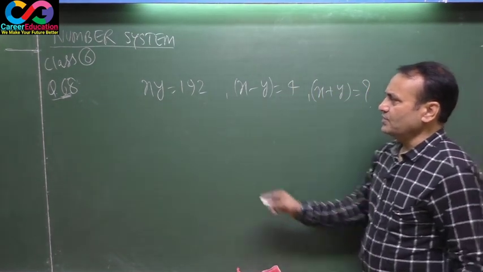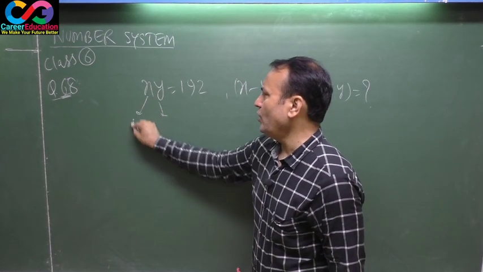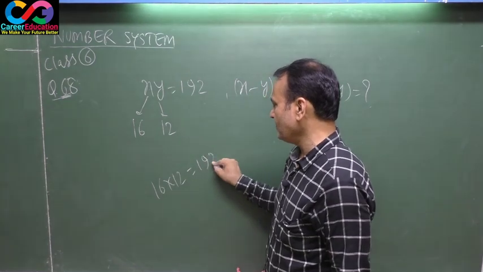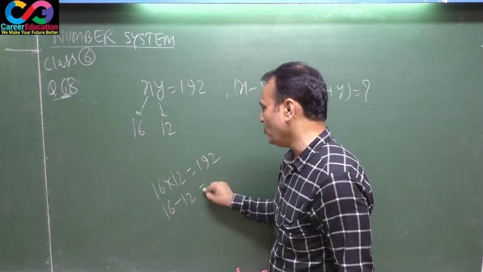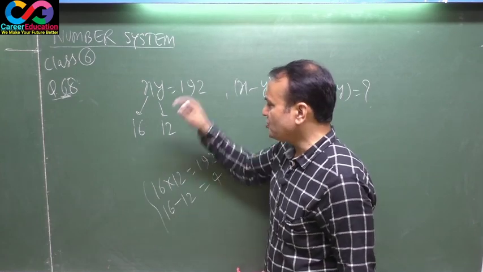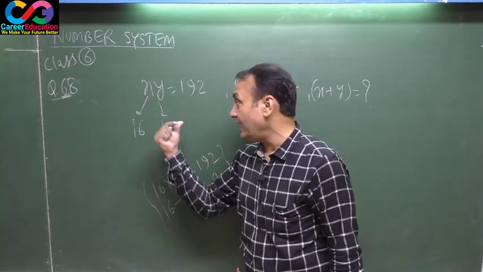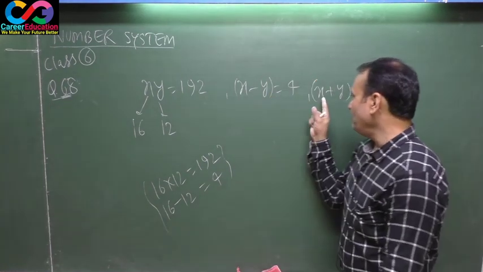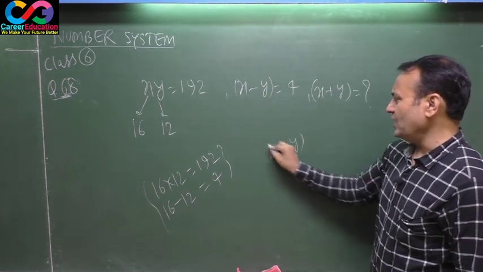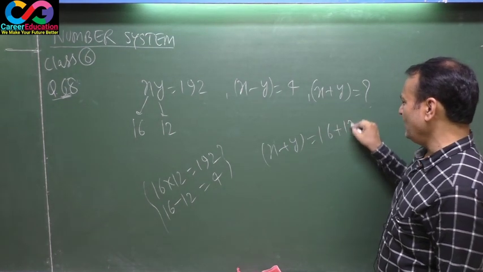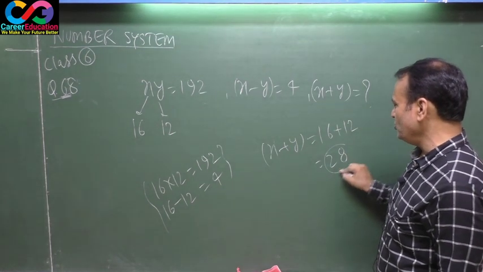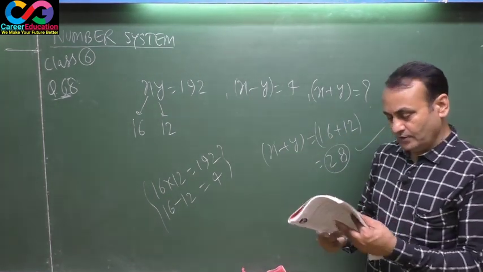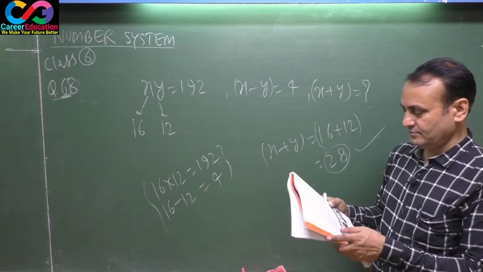Firstly, guess 16 into 12. See here, 16 into 12 equals 192, and 16 minus 12 equals 4 as well. That means it is certainly x is 16 and y is 12. It is certain now. You have to find out x plus y. That means 16 plus 12 equals 28. This is your answer from guessing. Note down first. Your right answer is 28.